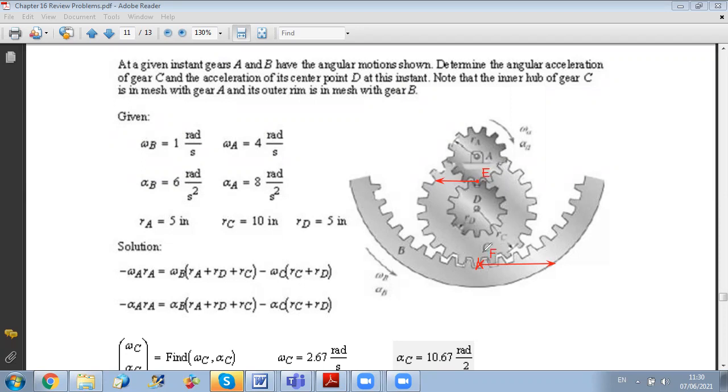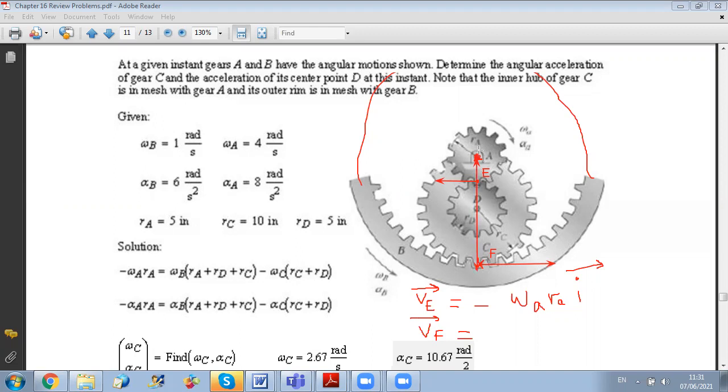For these two points, we can write that the velocity of E, vector VE, is equal to minus omega A RA along i, while for point F, which is in contact with gear B, we will take F as a point of the big gear B. This big gear B is doing rotation about a fixed axis passing through A. I will take the distance from A to F as the radius.